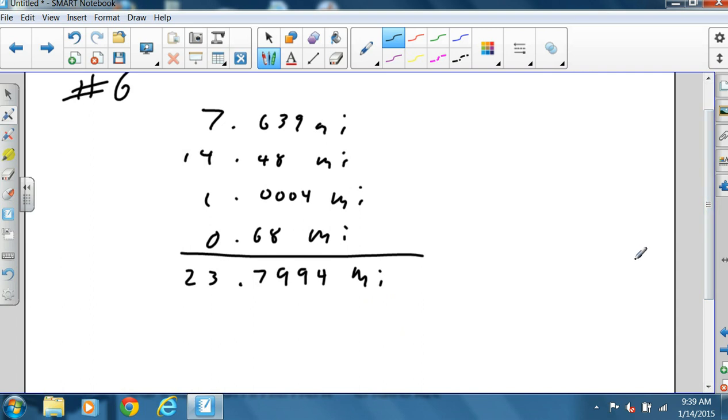Now, how many significant digits do I have? We'll ask that first. Significant digits, 4, 4, 4, 2. Okay. What is my precision? It's only, there's 1.004, not 0004.